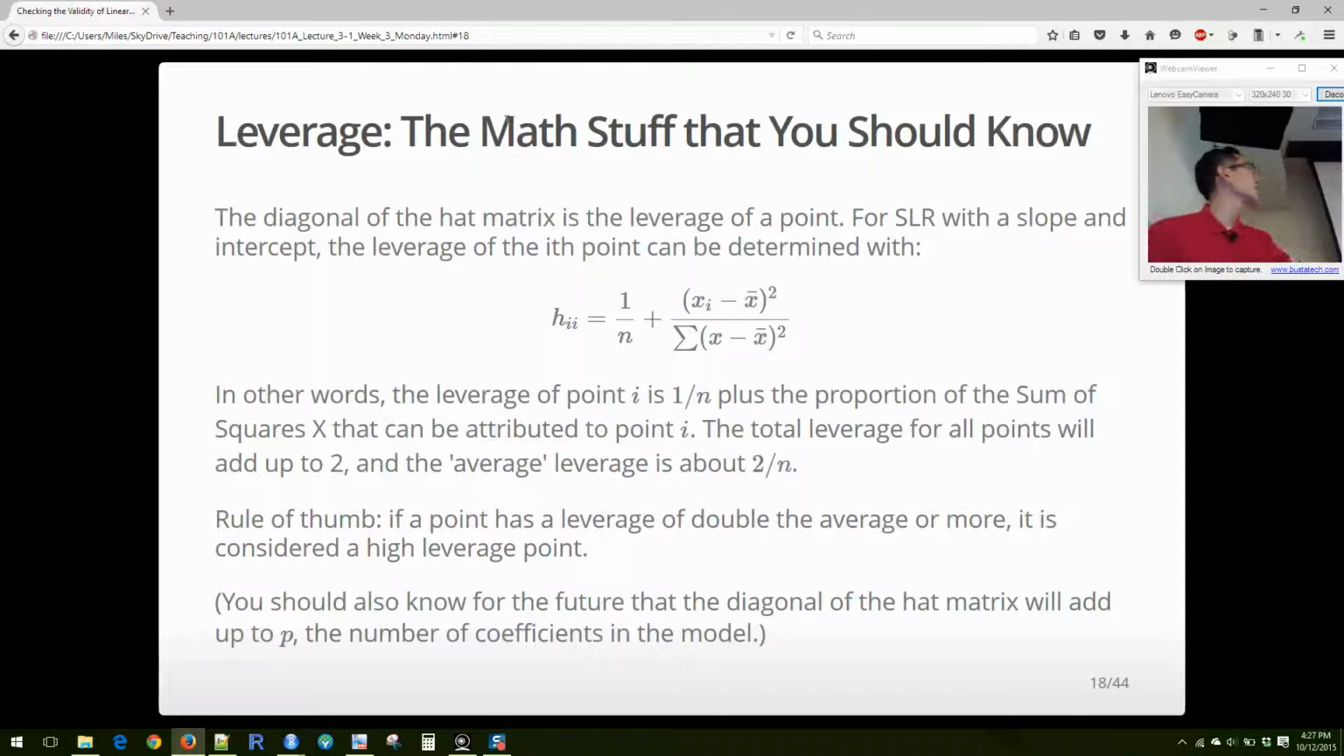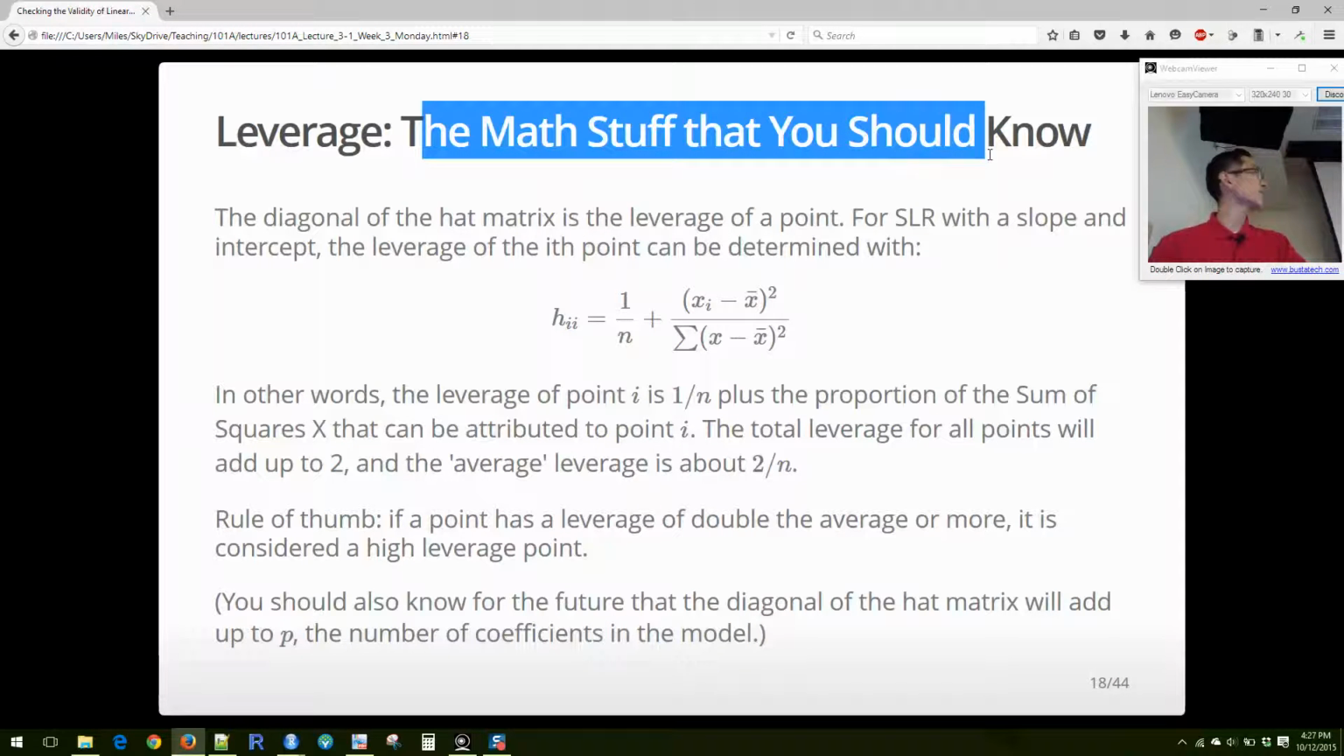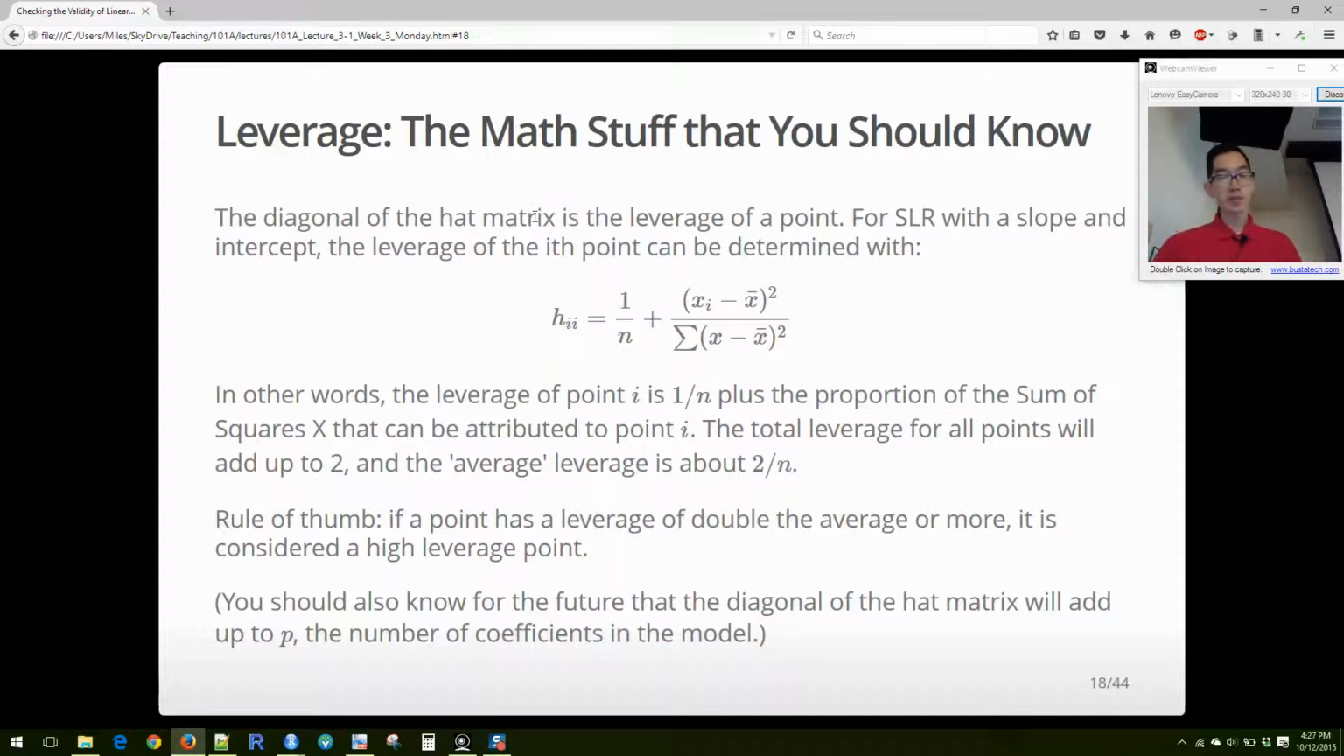So as far as leverage goes, this is the stuff that I do want you to know. The diagonal of the hat matrix is the leverage of a point. For simple linear regression with a slope and intercept, which is what we've been doing, the leverage of the point can be determined with this formula. You don't need to memorize this because it's easy to memorize, and I'll show you why. We're just taking 1 over n. So if there's 10 points, every point's minimum leverage will be 1/10.